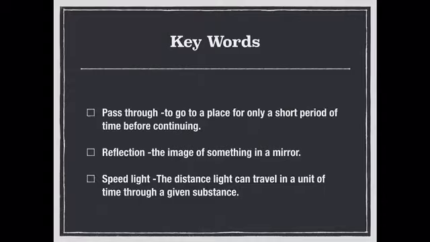Speed of light. The distance light can travel in a unit of time through a given substance. For example, we mentioned the speed of light, and it was about how much time it takes for the sun to give light to Earth. And remember, it takes 8 minutes. So this is a great example of the speed of light. Remember, the speed of light is the fastest thing on Earth. So it's really fast, okay? There is nothing faster than that. And it can be natural or it can be man-made, but it's still very, very fast.